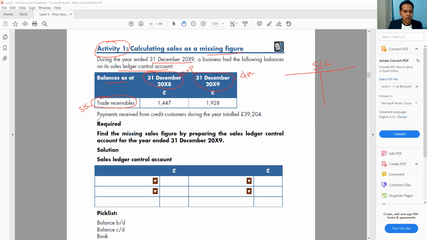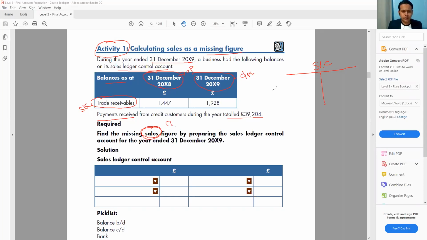Payment received. Payment received from the credit customers during the year totals 39,204. So during the whole year, we have received 39,204 pounds from all credit customers. Now the question is, how much is the sale? The requirement here is asking us to find the missing sales figure. The question will tell us what we are looking for. So we're looking for sales, because I don't have a record of the sales. So let's find it out.